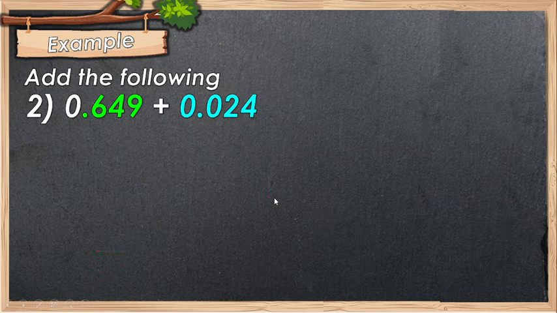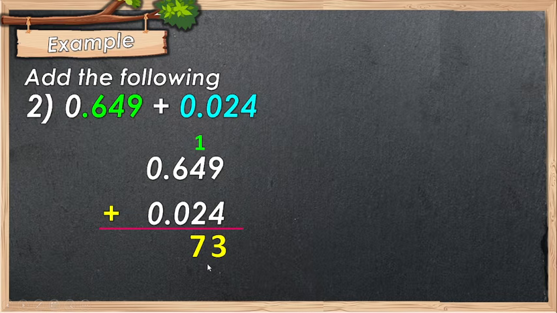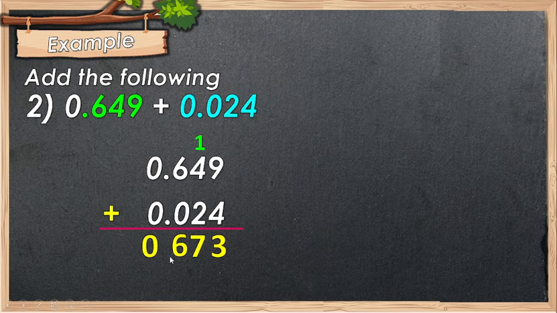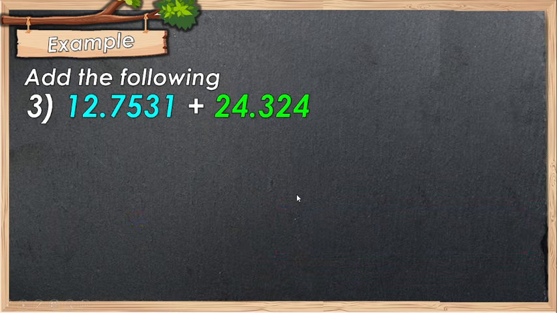For number 2, we have 649 thousandths plus 24 thousandths. So align your decimal in column. Okay? Then align the decimal point vertically. Then proceed to addition as a whole number. 4 plus 9, 13. 3 carry 1. 2 plus 4 plus 1, the answer is 7. Then we have 0 plus 6, 6, and then 0. Then place your decimal point. Okay, the answer is 673 thousandths.